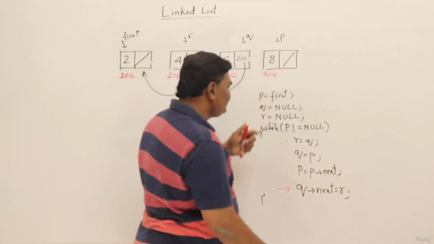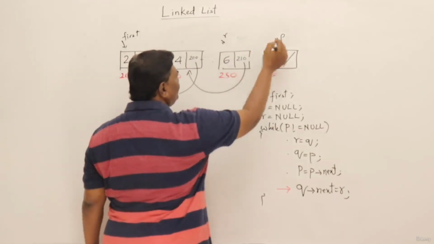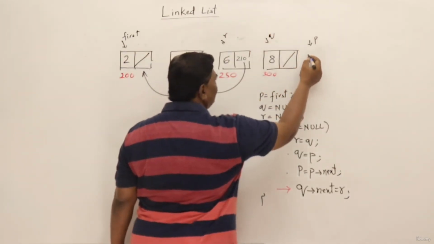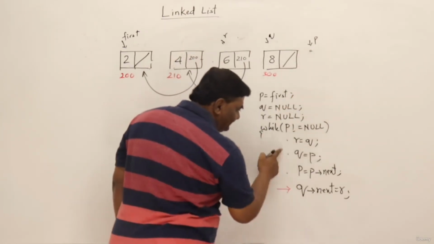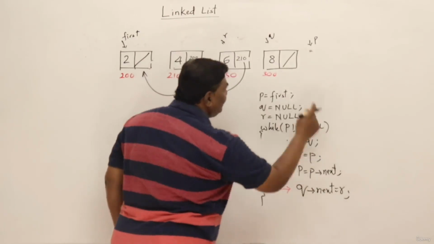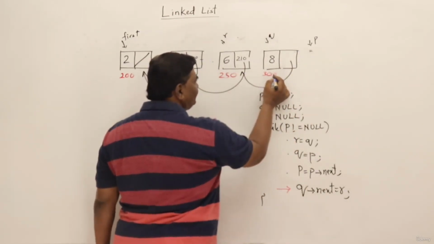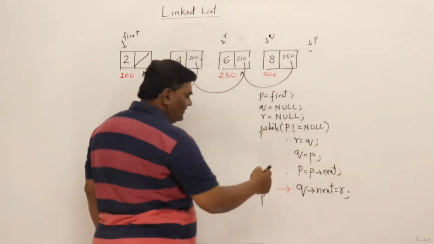Continue. P not null. Yes, not null. R upon Q. Q upon P. P moves to next, so P became null now. Next, last step, three steps over. Q's next is R. So here the address was null. Now what will be written? 250 will be written here.